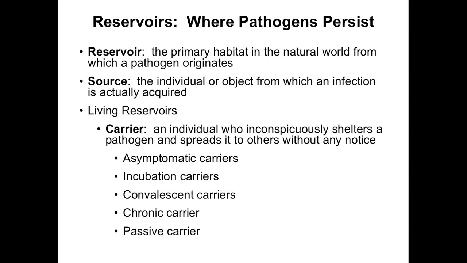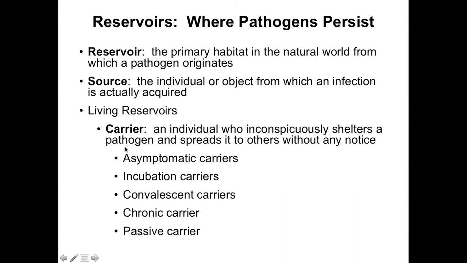So reservoirs: this is the primary habitat in the natural world where pathogens originate. Being a good pathogen, you need to be able to survive in the environment as well, because that's where you're going to be taken into your host. You don't have to multiply extremely fast or happily, but you have to be able to survive. So there are living reservoirs. They're generally considered carriers.